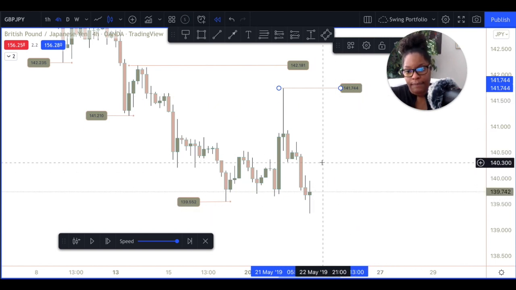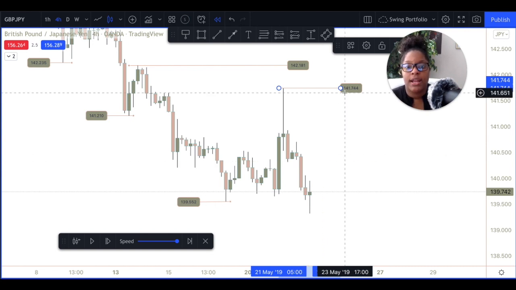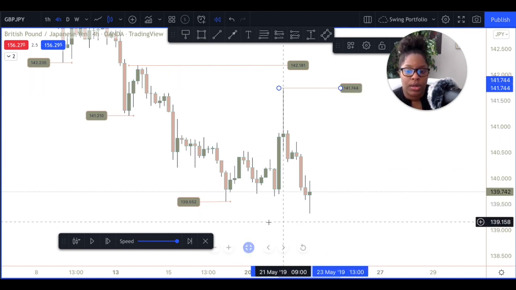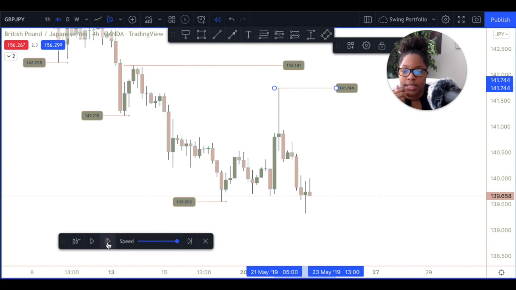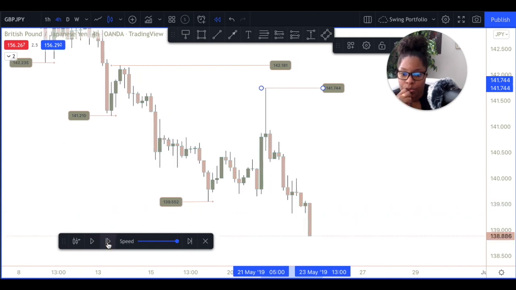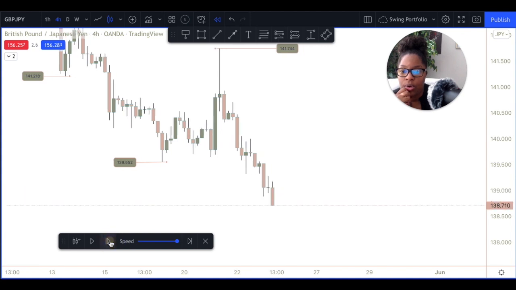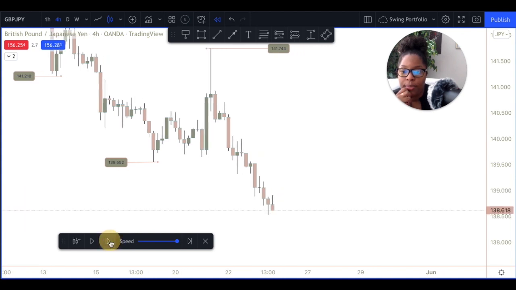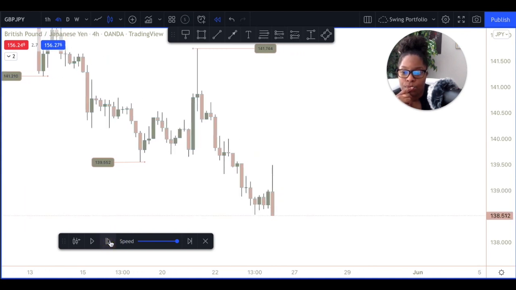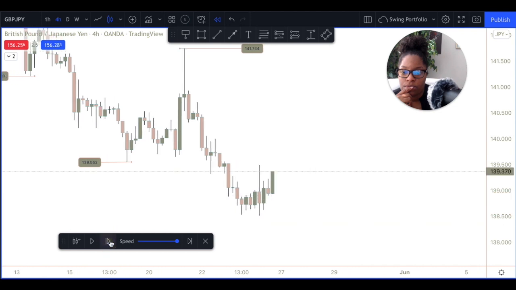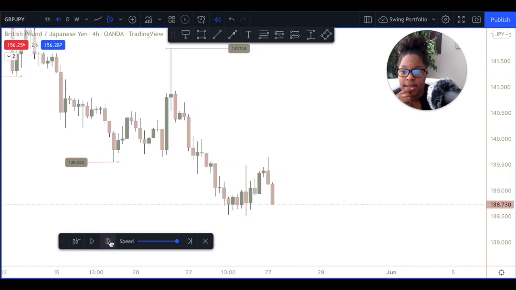We're going to want to see price pull back so that if you were to enter a trade, you know it needs to be below 141.744. So let's see what happens. All right, price keeps going lower. We're still in that trend continuation cycle. We're looking for a pullback. Okay, we're starting to get the pullback.